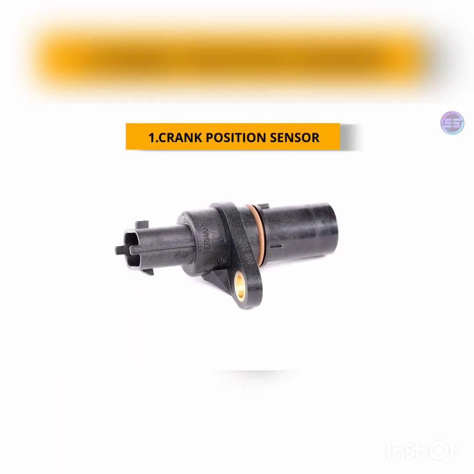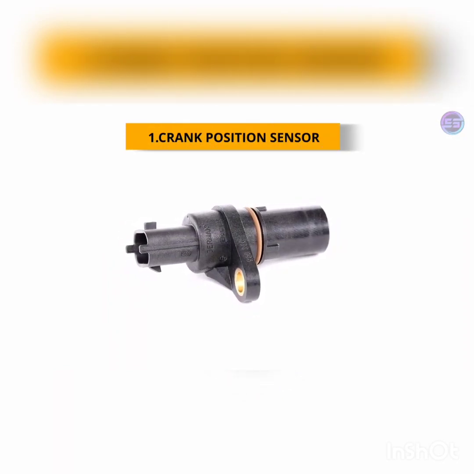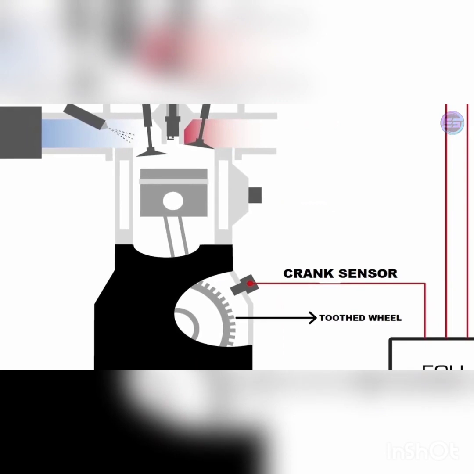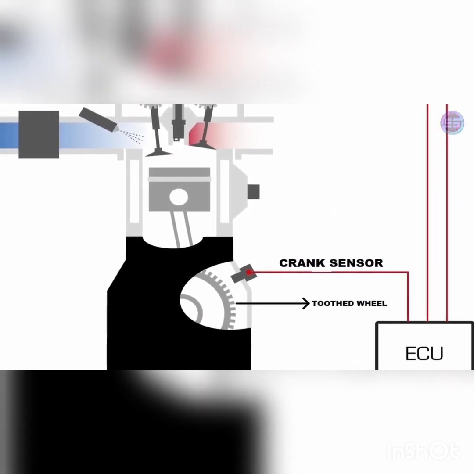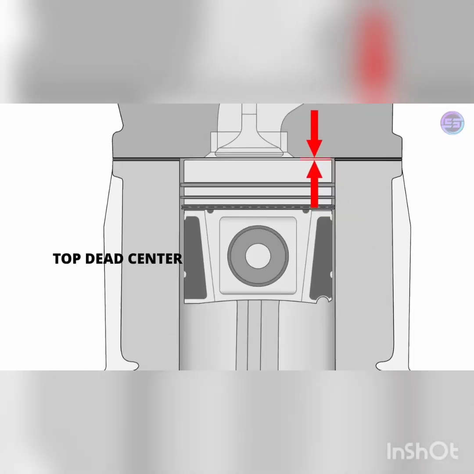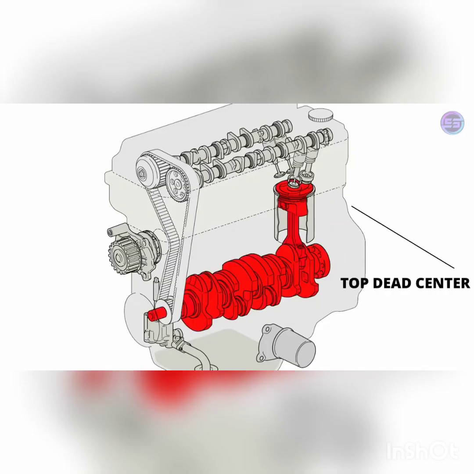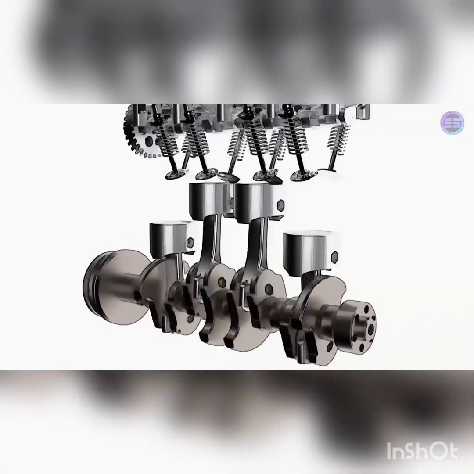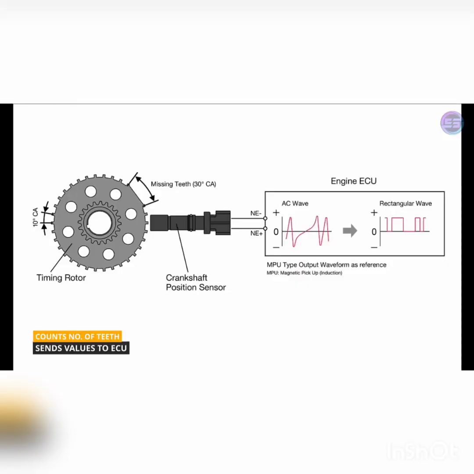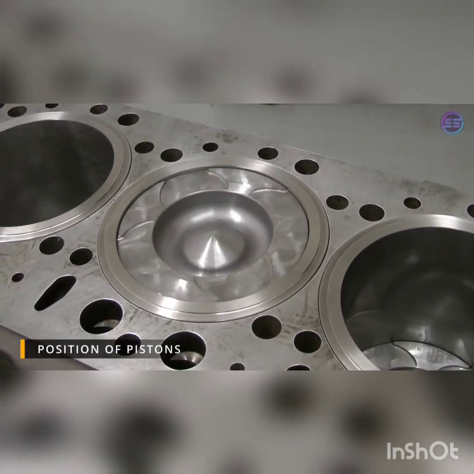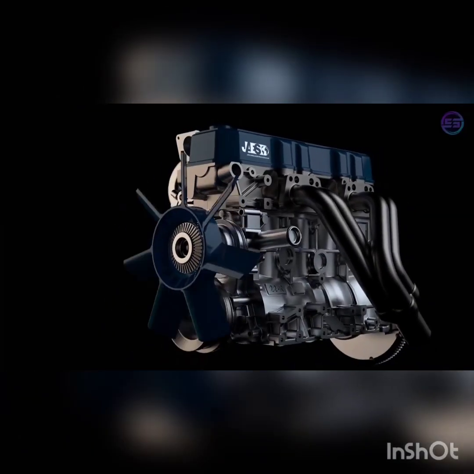The first important sensor is the crank position sensor. The crank position sensor is usually located in the crankcase, over the toothed wheel on the crankshaft. It monitors the piston's TDC position in the engine, and also measures the rotation speed of the crankshaft. It counts the number of teeth on the crankshaft, sending this value to the ECU, where it finds the position of the crankshaft and pistons. The rate of positional change is used to calculate the engine's rotational speed.